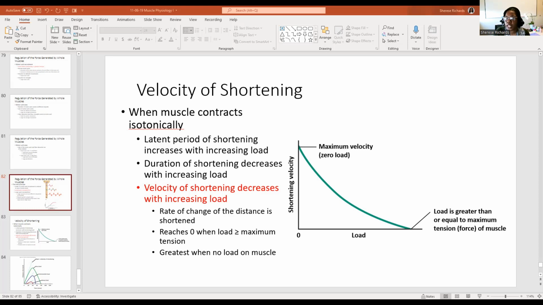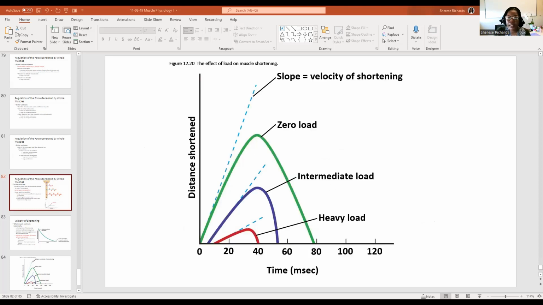All right, so it reaches zero when the load is greater than the maximum tension that the muscle will allow. Let's look at another curve here. This one is actually showing us the slope of the difference here, which is the velocity of the shortening. So the distance shortened here, the time that it takes for that shortening here, and notice how the curves change for different loads.